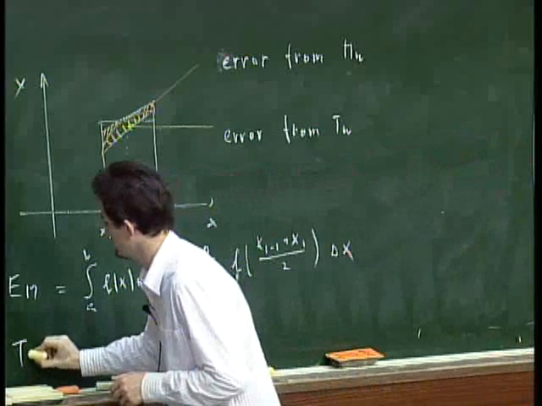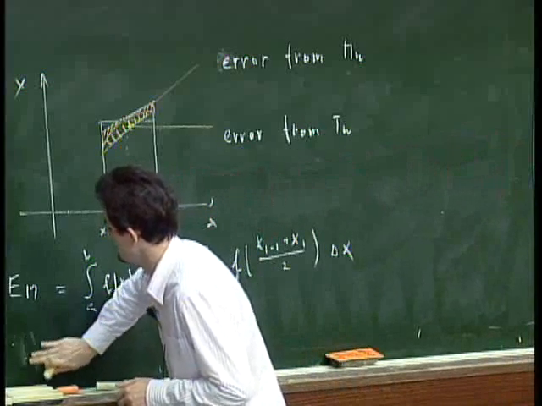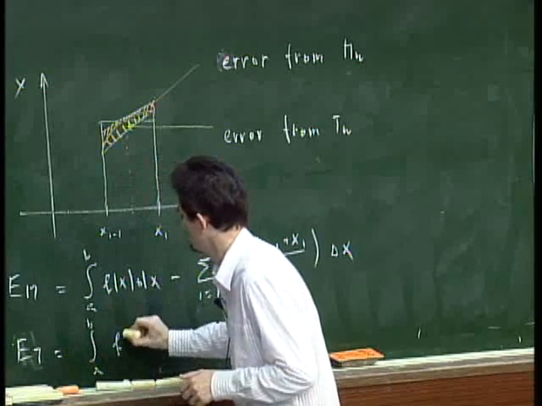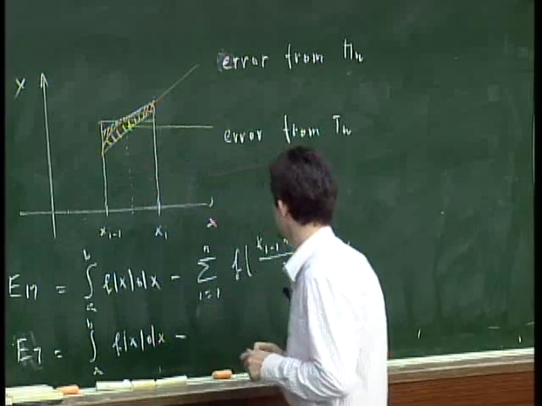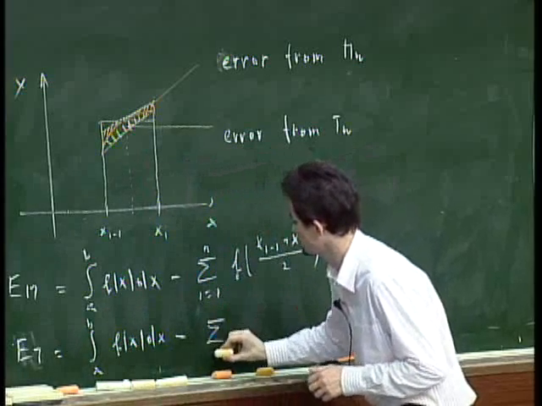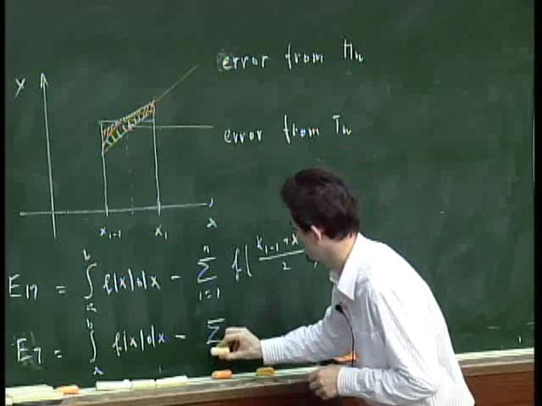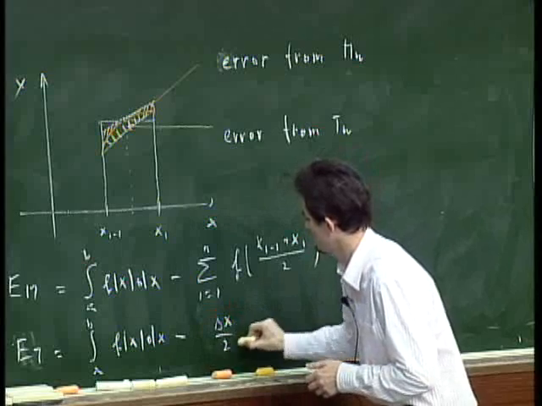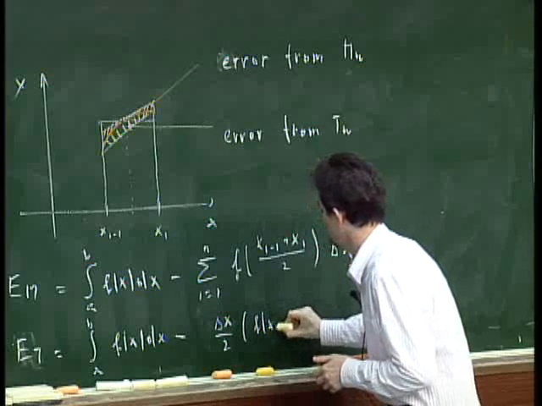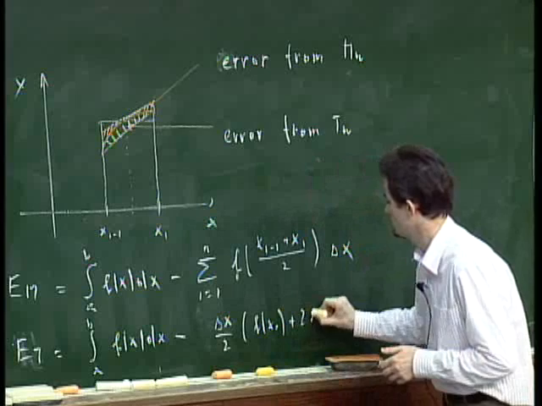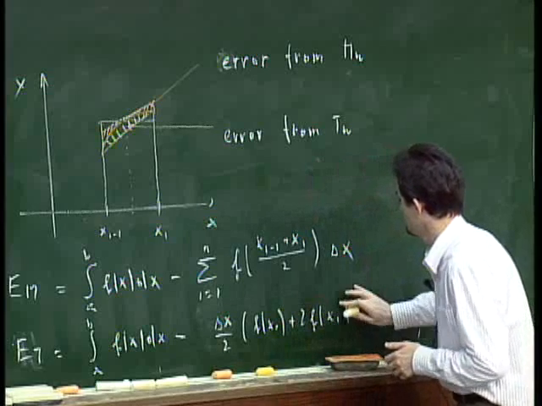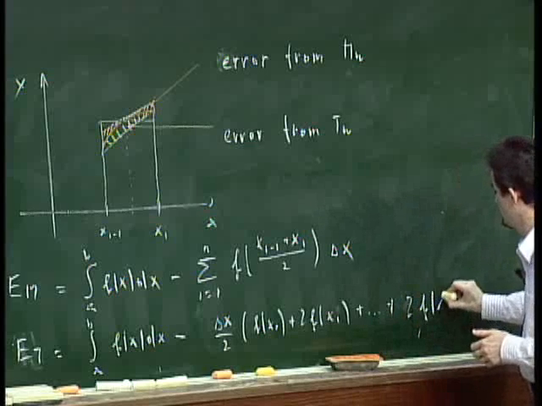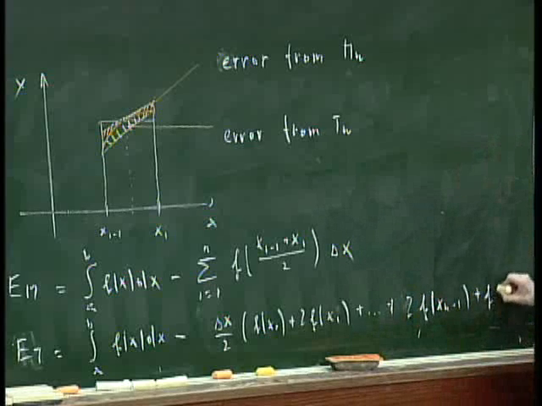And similarly, we define the error of the trapezoidal rule as the real integral minus the trapezoidal rule. So for the trapezoidal rule, you have Δx/2 times f(x_0) plus 2 times f(x_1) plus and so on plus 2 times f(x_{n-1}) plus f(x_n).